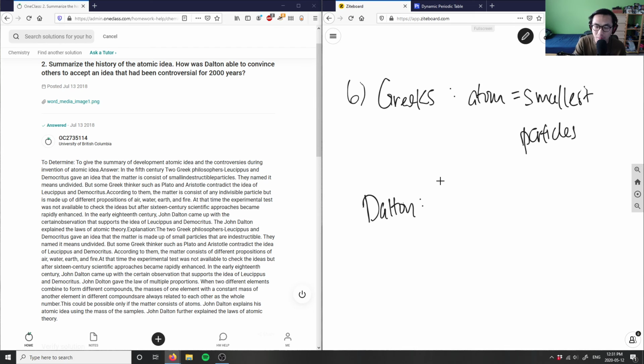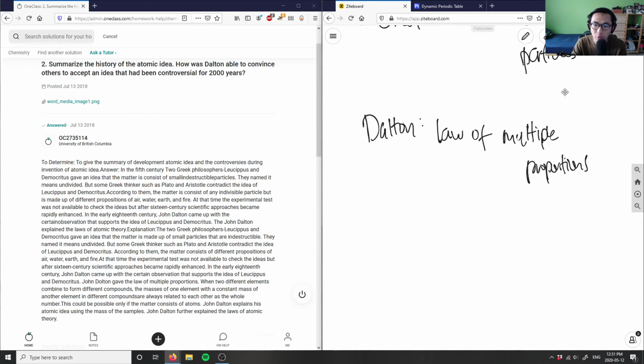So when we're thinking of this problem, it's easier with an example. So I'm going to write down here the law of multiple proportions. And then he also, with Lavoisier, came up with the law of conservation of mass as well. But let's look specifically at the law of multiple proportions. What that is, is that when two different elements combine to form different compounds, the masses of one element with the constant mass of another element in different compounds are always related to each other. So let's think of this problem here.